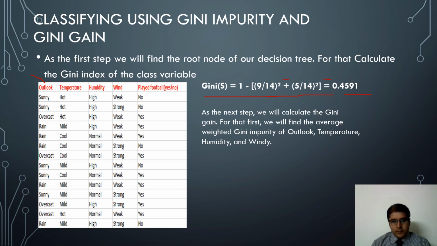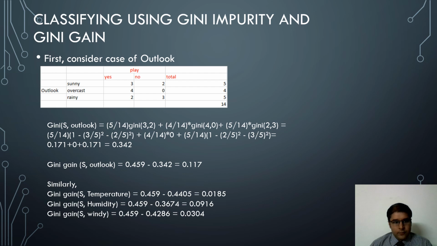As the next step, we will calculate the Gini gain. For that, we will find the average weighted Gini impurity of each of these features: outlook, temperature, humidity, and wind. For each of these, we will find the Gini impurity. Let's see how it is done. First, we consider the case of outlook. So outlook can be sunny, overcast, or rainy, and we have seen all these tables earlier as well in the case of outlook from the main table.